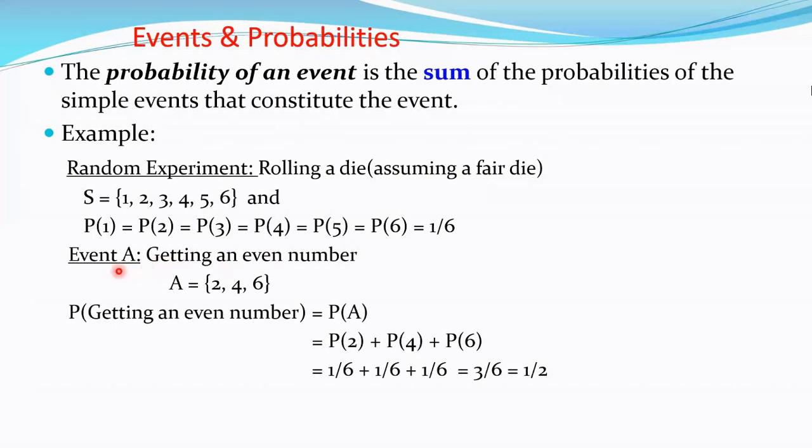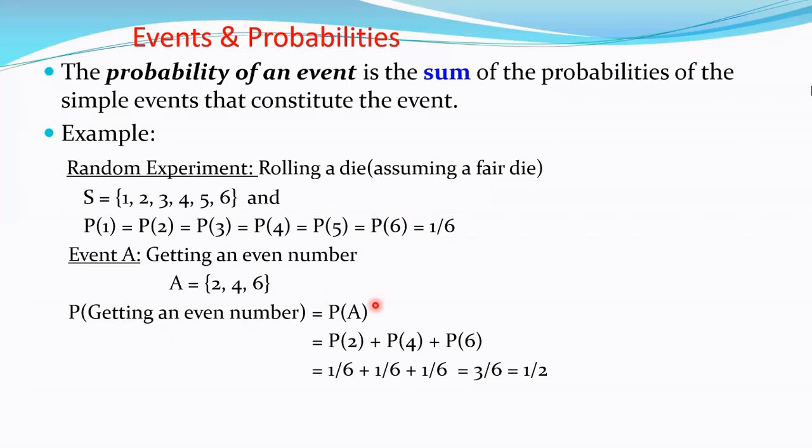So now we are defining the event A, that is getting an even number. What is the probability of getting an even number? First, you have to find out which simple events are used to make this event. There are 6 possible outcomes for rolling a die. In that, what are the even numbers? Even numbers are divisible by 2. So 2, 4, 6.